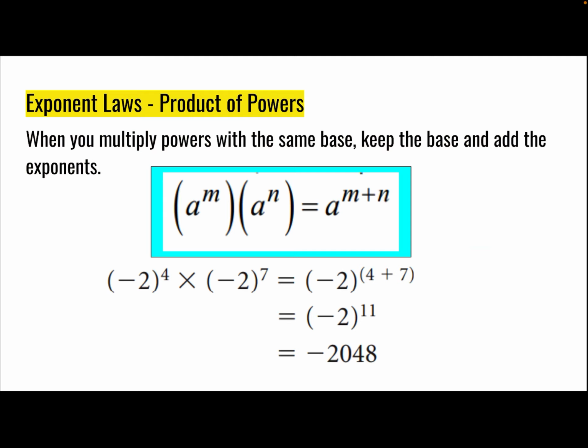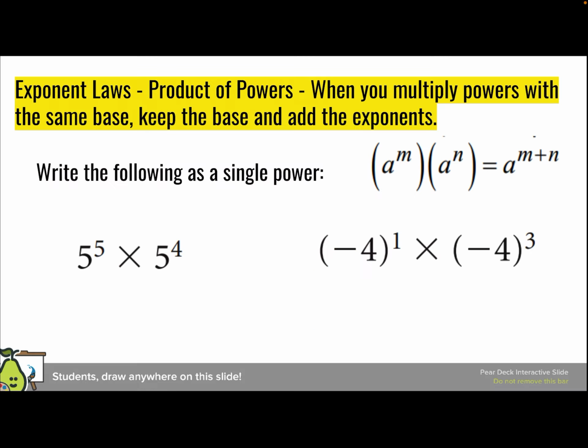Okay, now I've got an example here, negative 2 to the 4 times negative 2 to the 7. They both have the base of negative 2. So I keep that negative 2 as my base. I'm going to add those exponents, 4 plus 7. So it'll be negative 2 to the 11. If I want, I can now evaluate. Negative 2 to the 11 is negative 2,048.